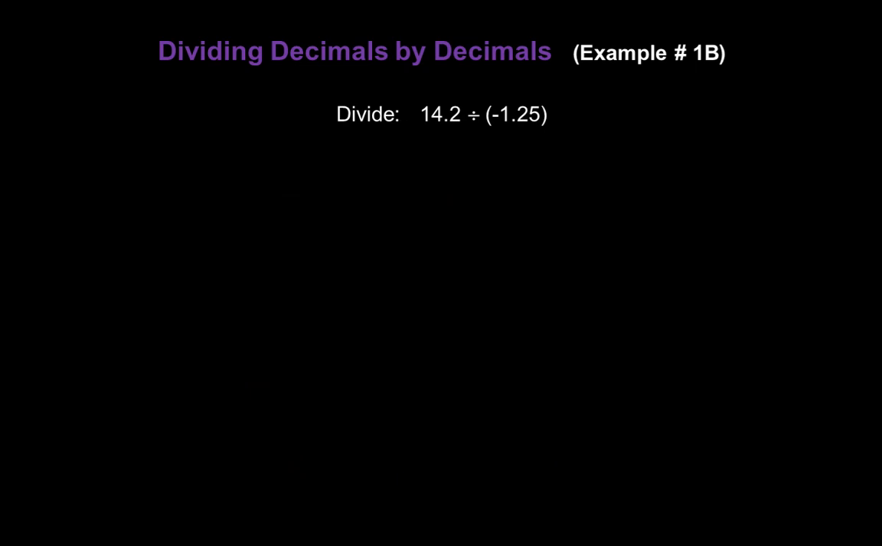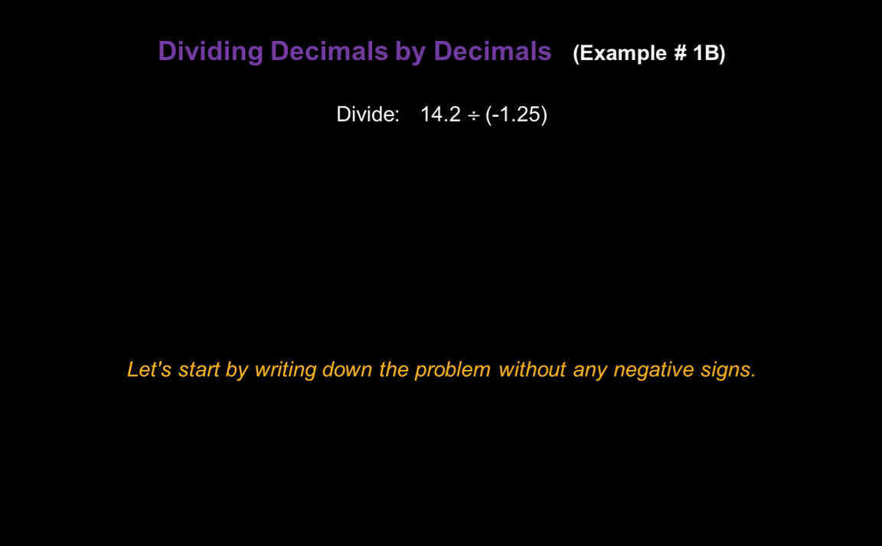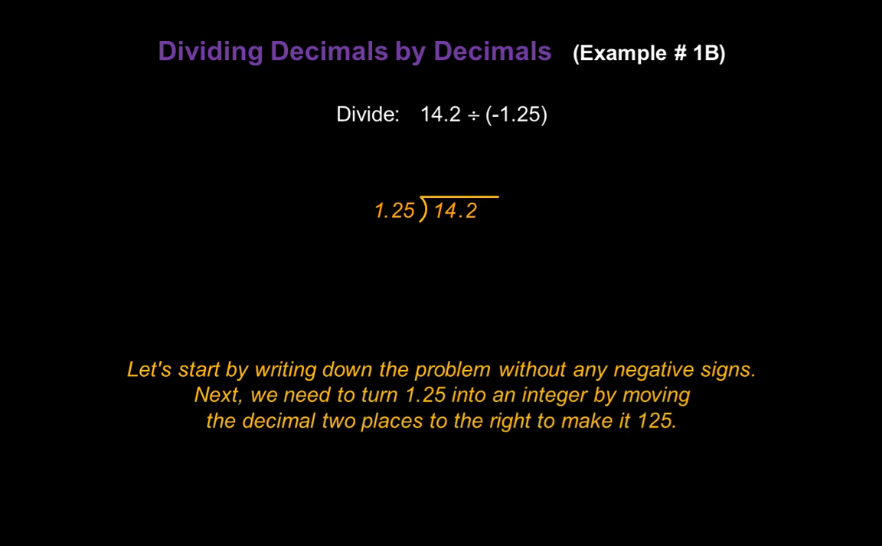Now let's divide 14.2 by negative 1.25. Again, I'm going to start by writing down the problem, but I'm going to do it without adding the negative signs. We'll figure out the sign on our answer at the end. So let's write down 14.2 divided by 1.25. Next, we need to turn 1.25 into an integer, and we do that by moving its decimal 2 places to the right to make it 125.